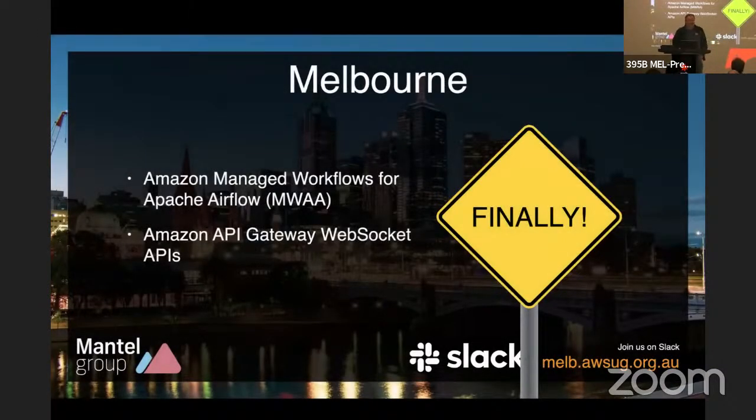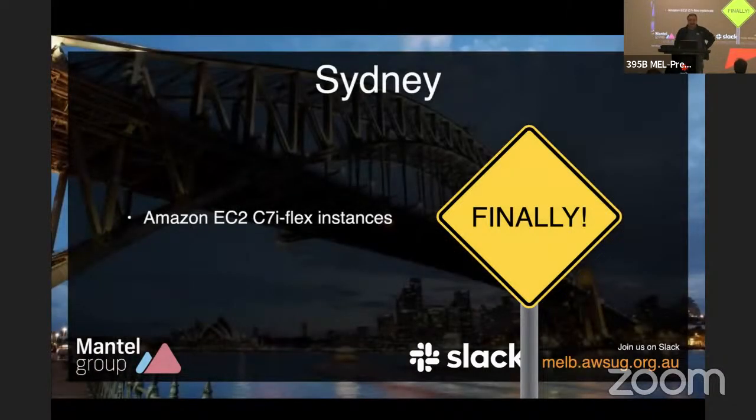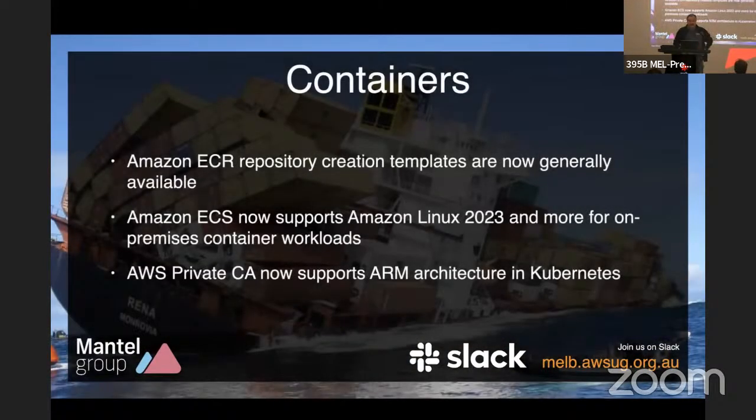All right, so we've actually got a couple of new things in Melbourne this month. So managed workflows for Apache Airflow and API Gateway WebSocket APIs. So yes, slowly starting to get some more parity in Melbourne, which is good. Sydney got some new instance types, the C7i Flex instances. So that's about it for the what's new in this region specifically.